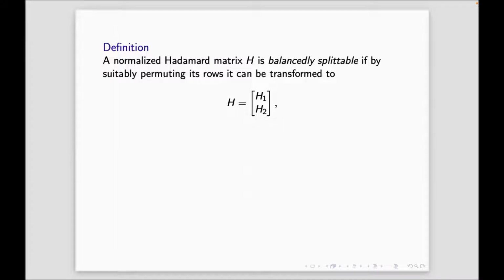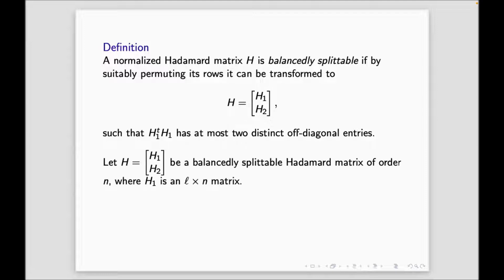So let me now make a formal definition. A normalized Hadamard matrix H is balancely splittable if we can split it into 2 parts H1, H2, in such a way that multiplying H1 transpose H1, we get at most 2 off-diagonal entries. We call this a balancely splittable matrix of order N, and for H1, we assume that its dimension is L by N.